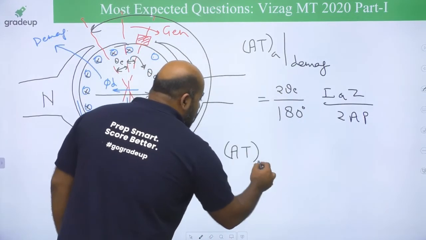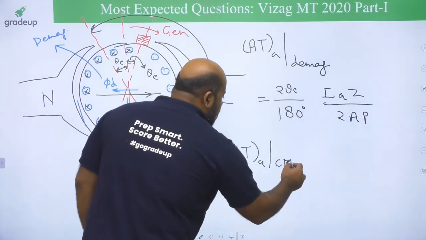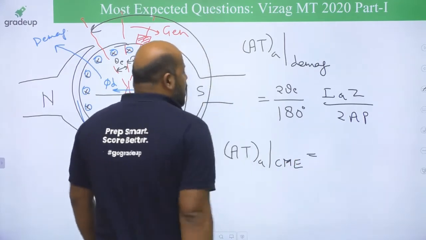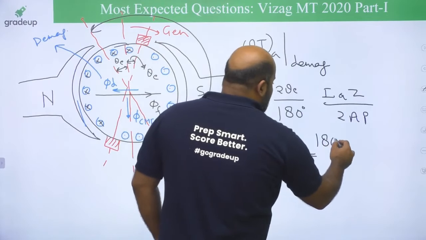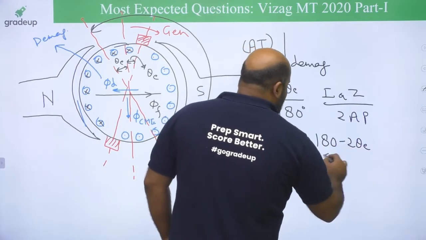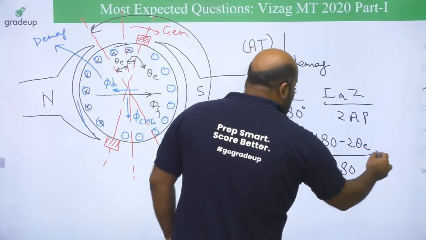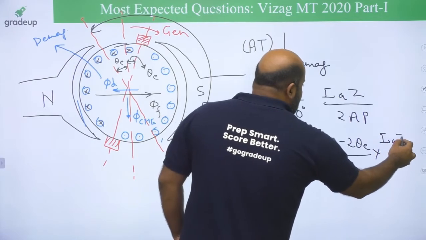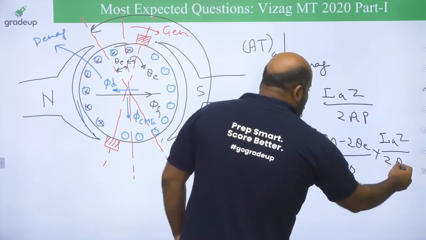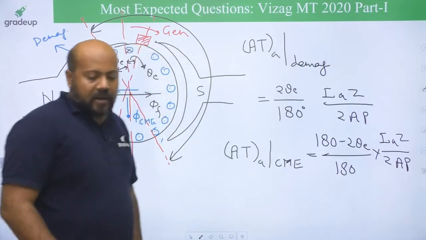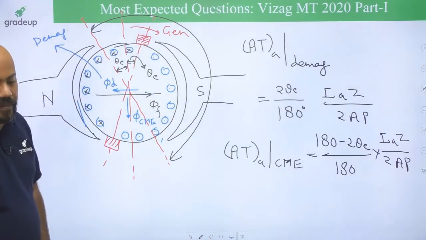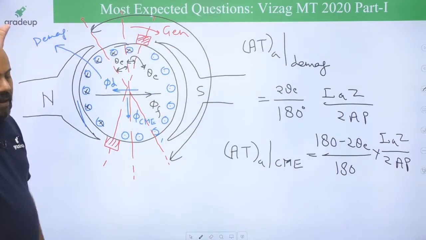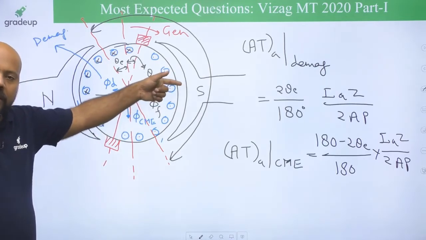Ampere turns of the cross magnetizing effect, if you have to find, then it is going to be 180 degree minus 2 theta electrical upon 180, multiplied by IAZ upon 2AP. Everybody is getting that? Just tell me yes or no. Can you put the values and solve this?